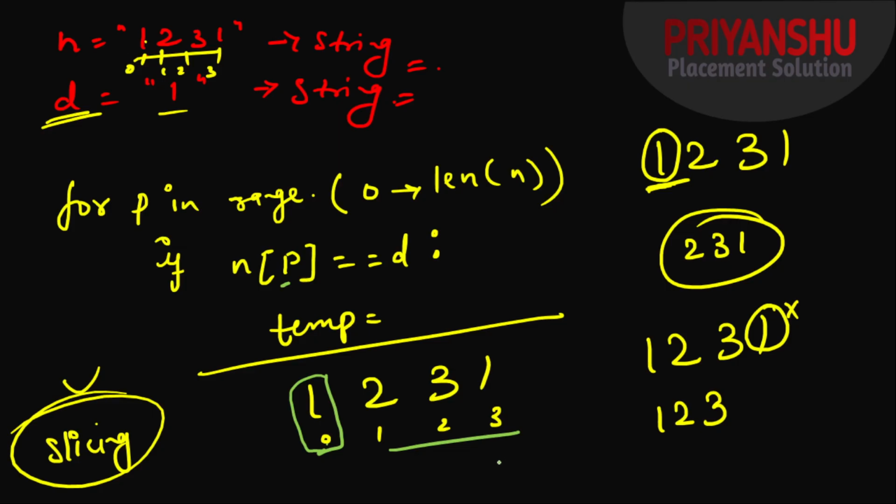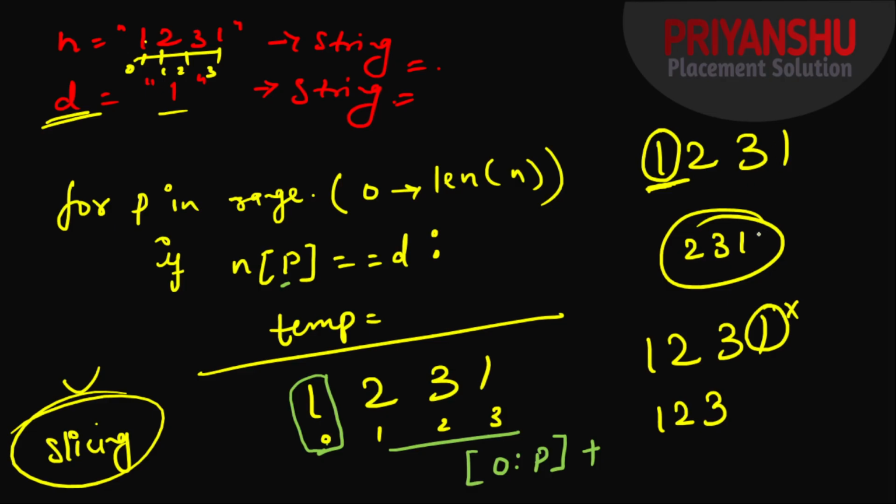So 0 to I index, 0 to p index, sorry, p is nothing but this index only, and I will do plus. Why am I writing 0 to p? Because in 0 to p we have the numbers like 2 3 1, 2 3 1 is there.